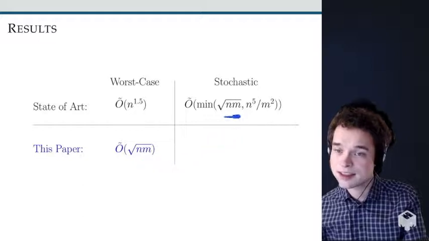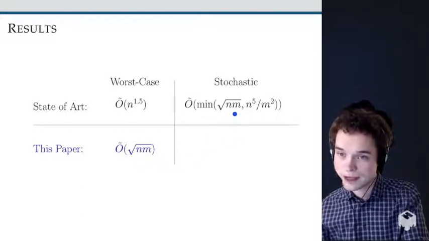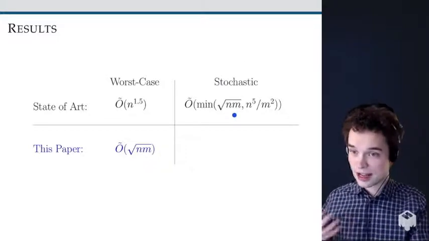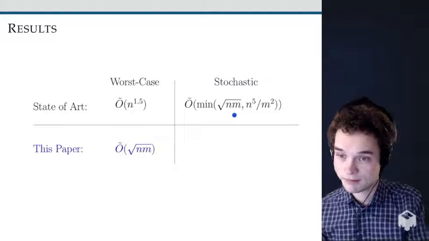So it shows up in the sparse case for the previous stochastic algorithm, which raises the question of whether for stochastic sorting we can actually do any better than for worst-case sorting.